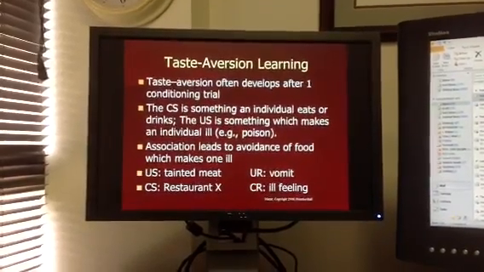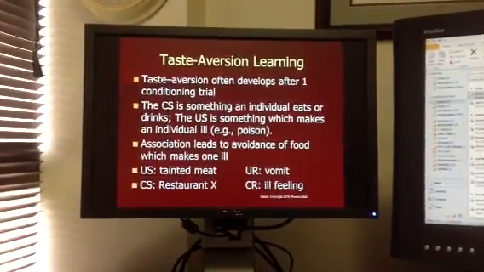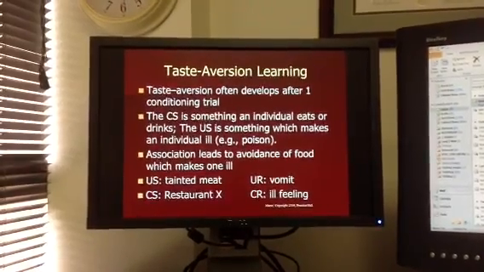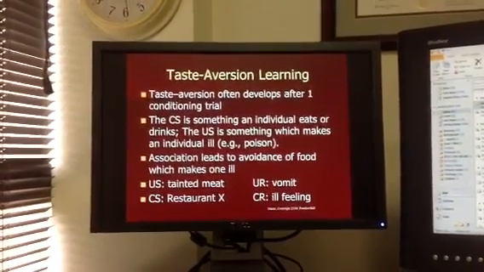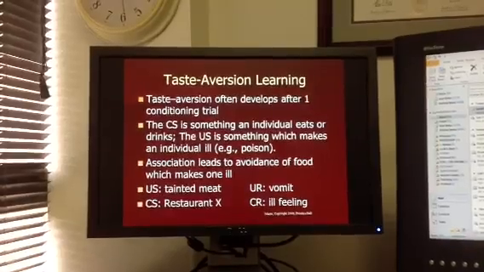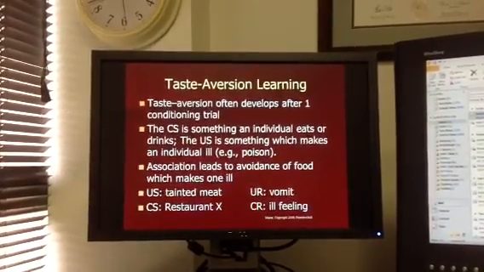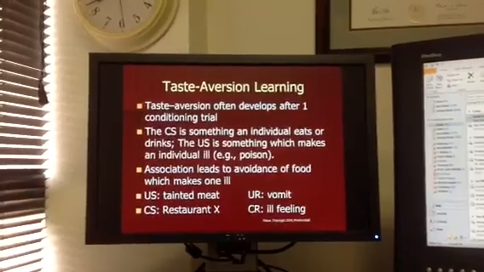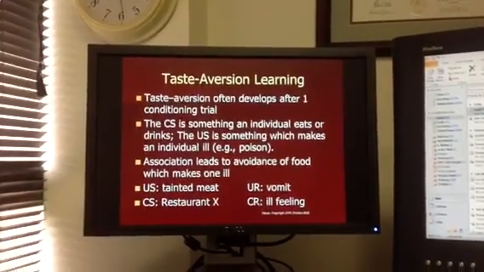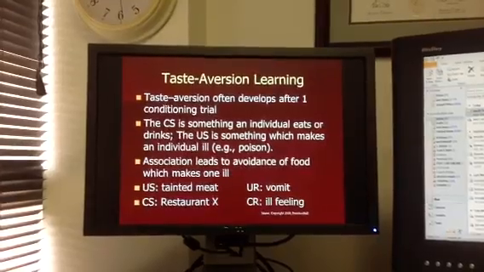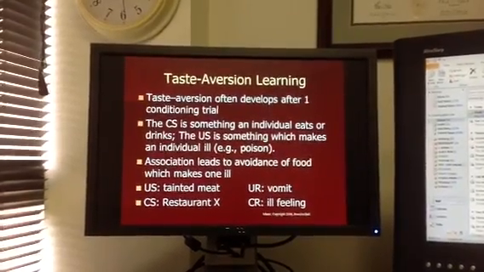The interesting thing about taste aversion learning is that it's so powerful it can take only one pairing of the unconditioned stimulus and the conditioned stimulus to elicit that conditioned response. Whereas, like with Pavlov's dogs example, there were many pairings of the food and the bell tone. A taste aversion can happen after one conditioning trial.